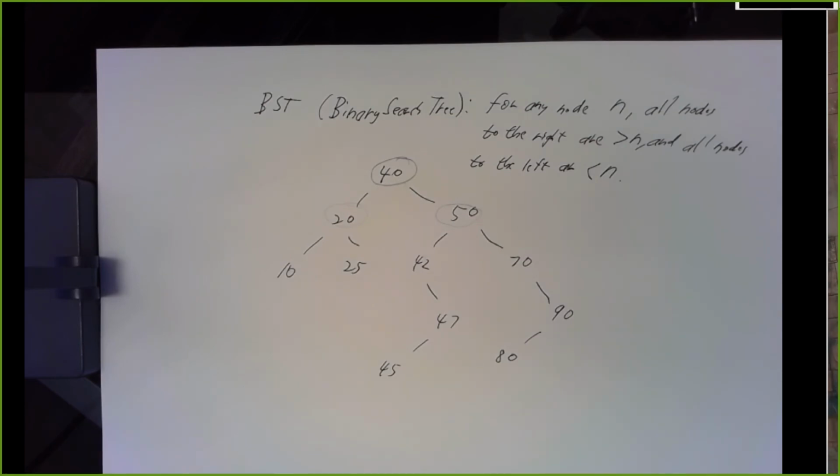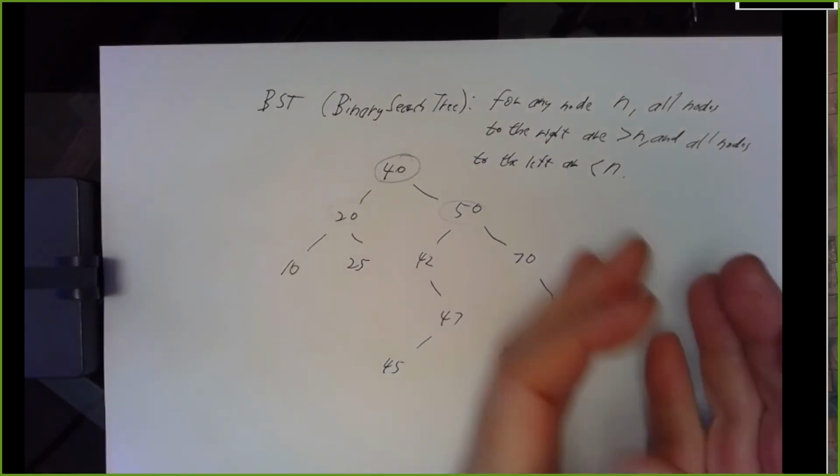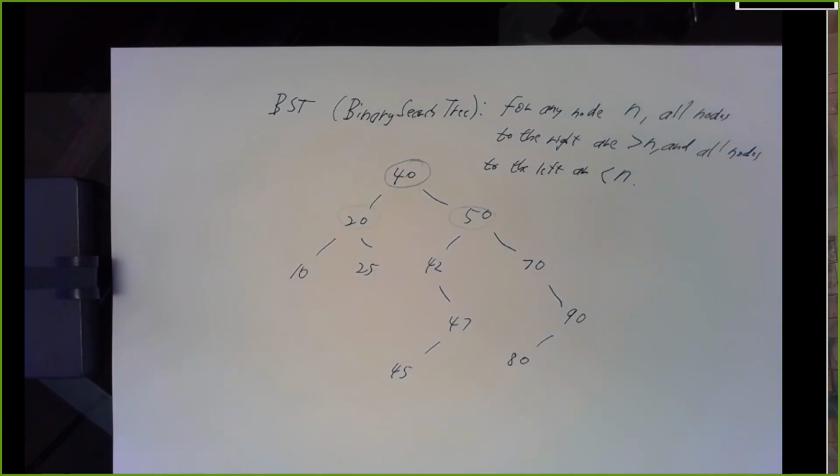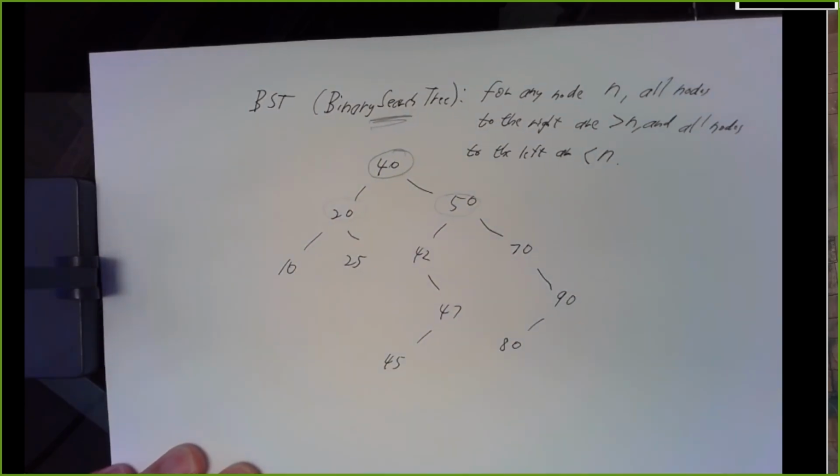And I'm kind of assuming here that a number only appears once. If a number could appear in the tree twice, then the numbers to the right might be bigger than or equal to n. But that's a really unusual thing to want to do. So we'll just assume that a number only appears in the tree once. And so we have this nice property. For any node in the tree, everything to the right is bigger than that number, everything to the left is smaller than that number. And if that's a true property, then this is not just a binary tree, but it's a binary search tree. So that's the magic piece.